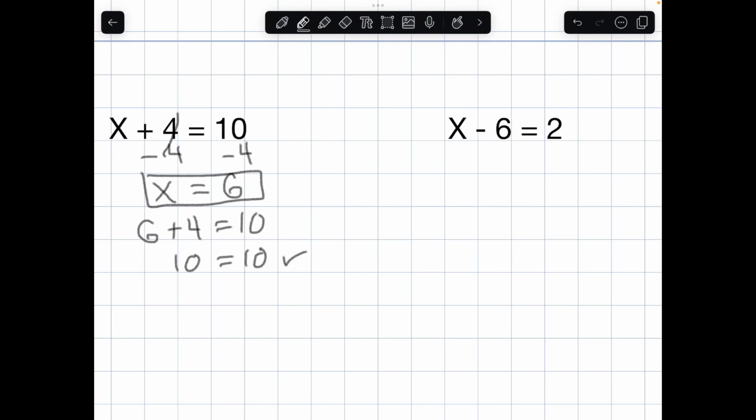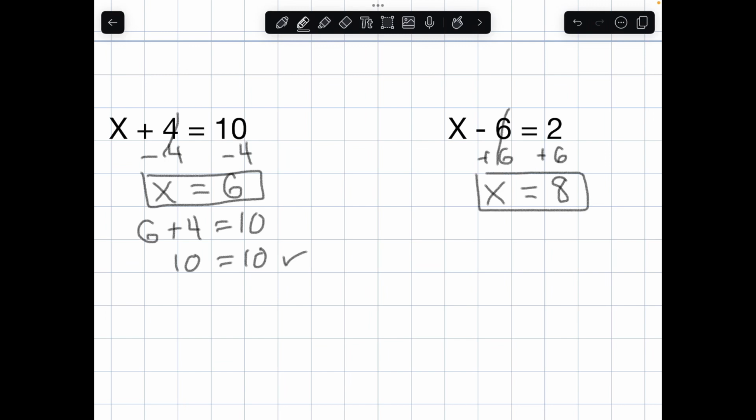Now let's work on our last problem. I have x minus 6 equals 2. It's a minus 6, so the opposite of minus is plus. So I add 6 to both sides. Negative 6 and positive 6 cancel out, leaving me just with x on the first side. 2 plus 6 gives me 8, so x now equals 8.